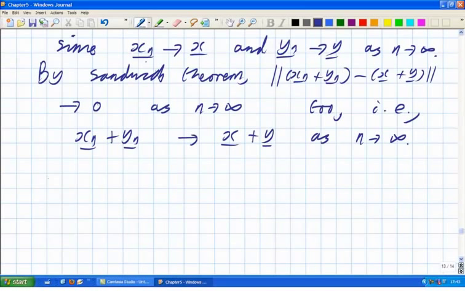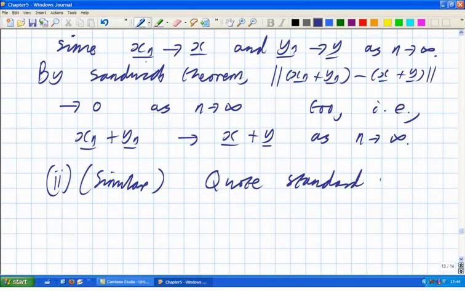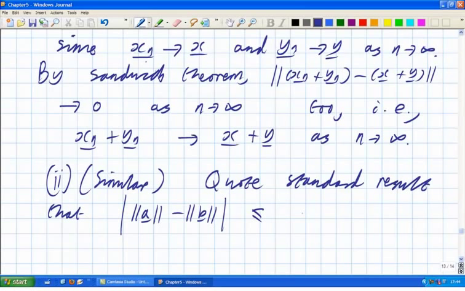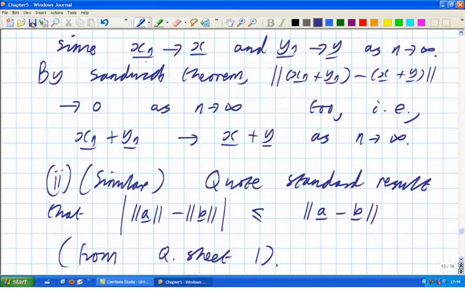Part two is very similar, but I'll quote a standard result from the first question sheet: that the modulus of norm A minus norm B is less or equal to the distance of A to B. That's from the first question sheet. If you quote that standard fact, which you're allowed to quote, the rest is not too hard.